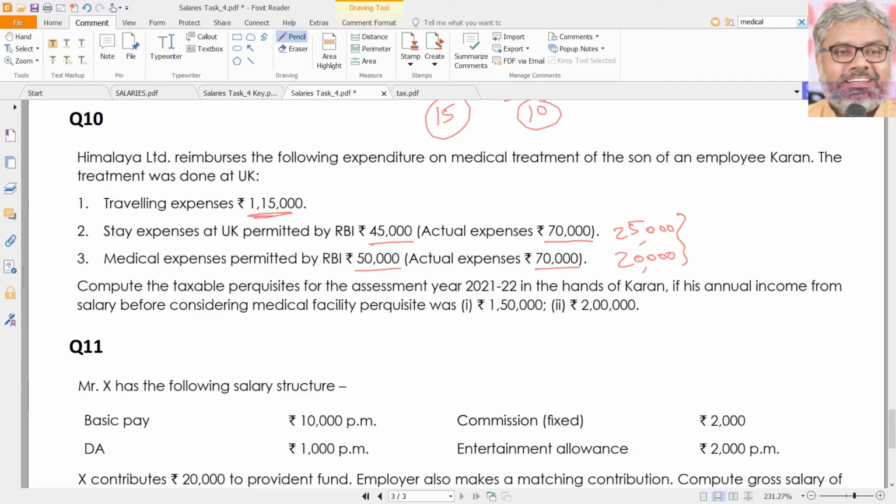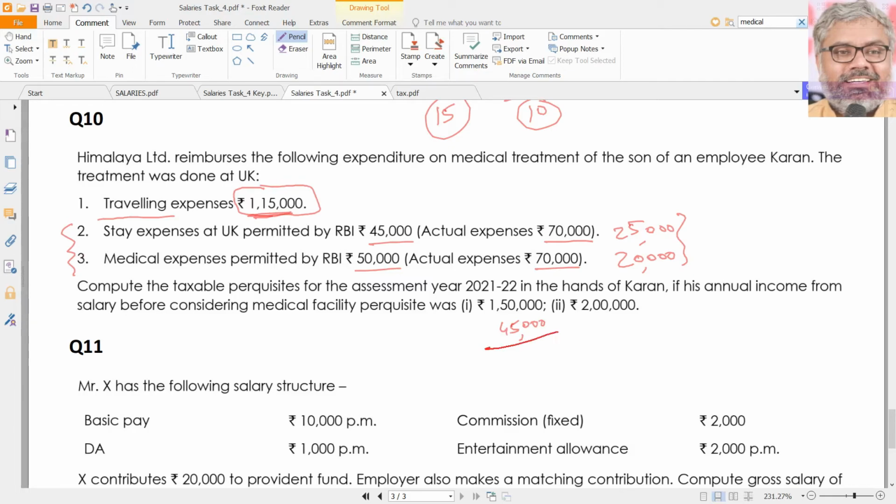When it comes to travel expenses, another problem will come, because travel expenses are taxable if the gross total income of the employee is more than 2 lakhs, and they are not taxable if the gross total income of the employee is less than 2 lakhs. But what is that gross total income? Before adding travel expenses, what is the gross total income that has to be taken? So the question comes, should we add stay and medical expenses? Yes.